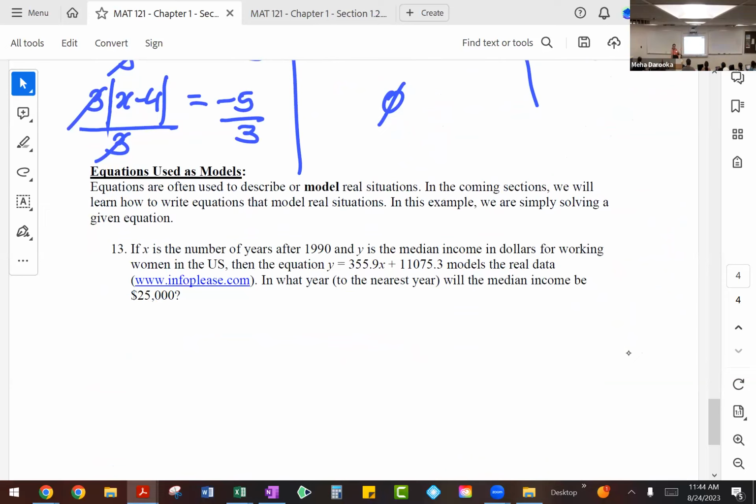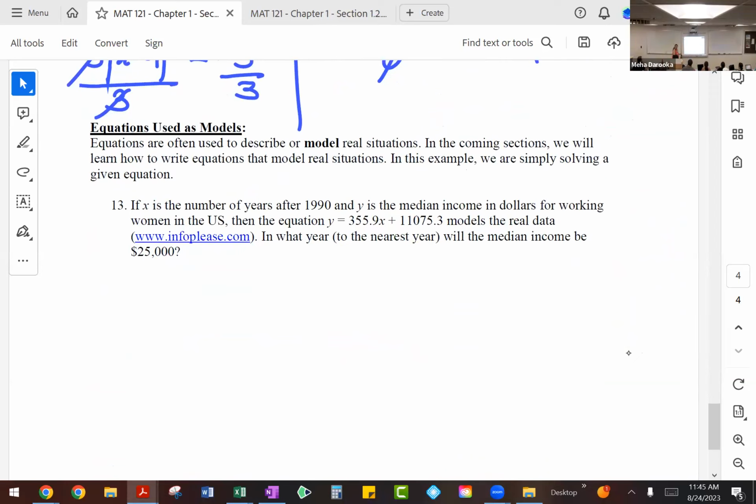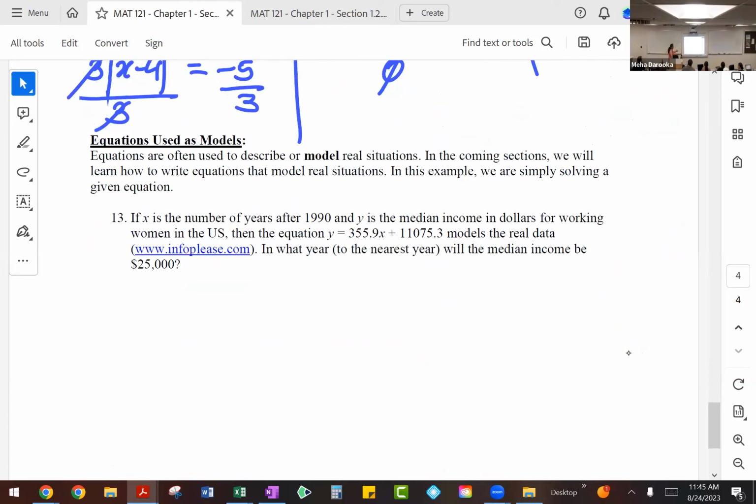This one is just an example of how we would use a linear equation to simplify. So they're not actually having you come up with the equation or anything like that. You will see they're basically giving you the equation, giving you some values and asking you to make a prediction. So let's take a look at this one very quickly. They're telling you that x is the number of years after 1990. So that means 1990 becomes your starting point, right? And x is how many other years after that.